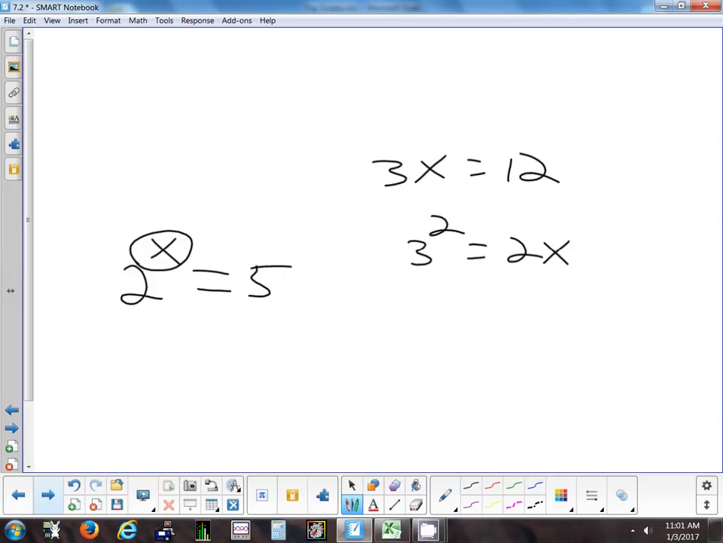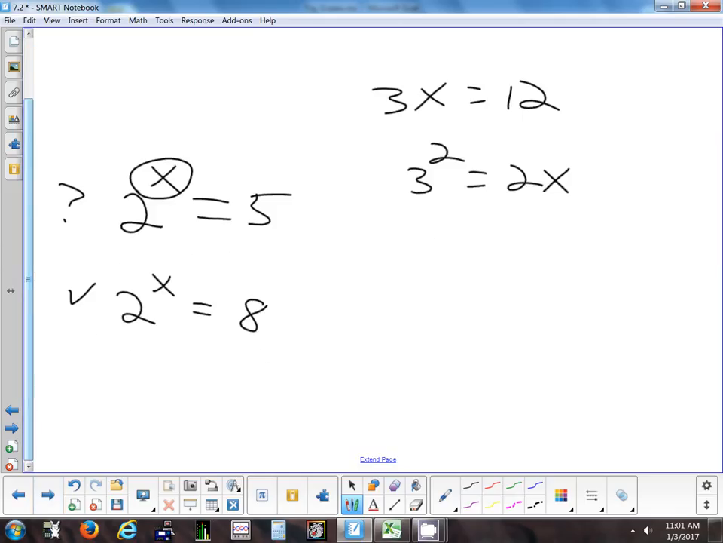Now, how come you could solve, or hopefully you could solve that one, but maybe not that one? How come you could solve this one? Now you have odd numbers. Because you could do 3 to the second equals 9. It's a multiple. A power.